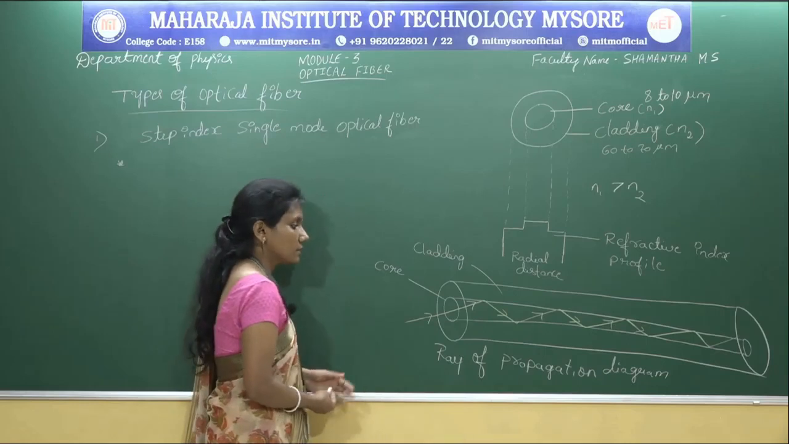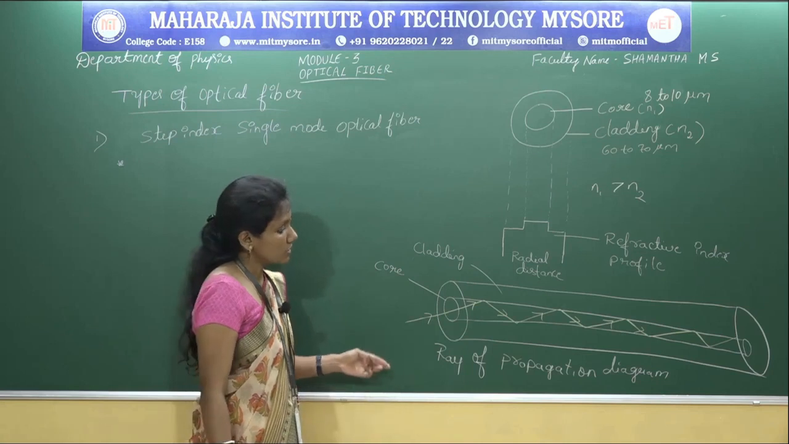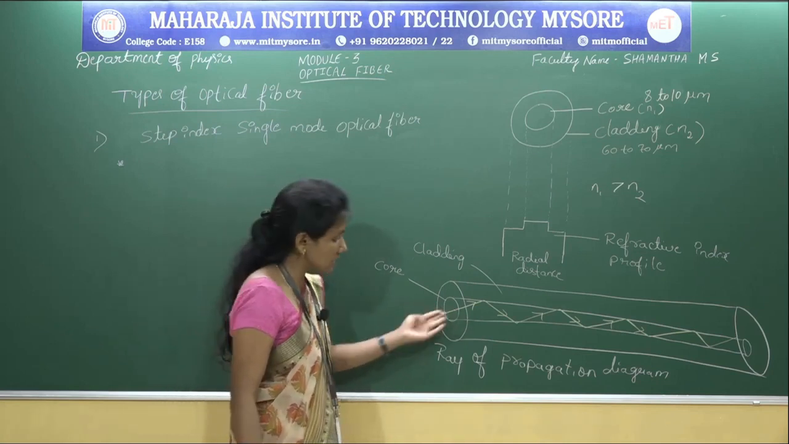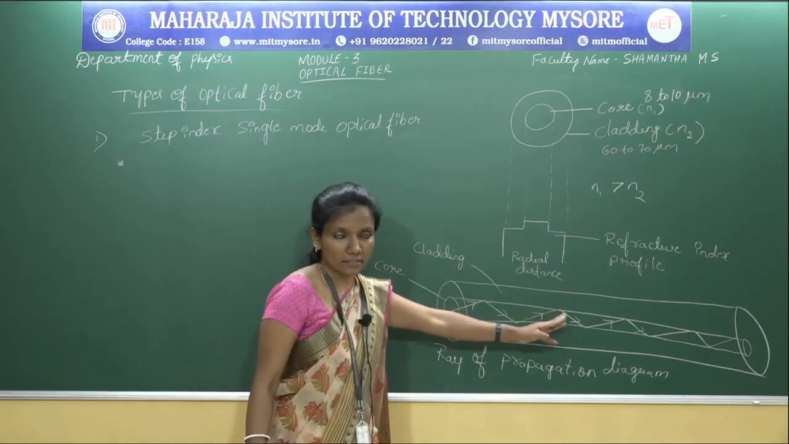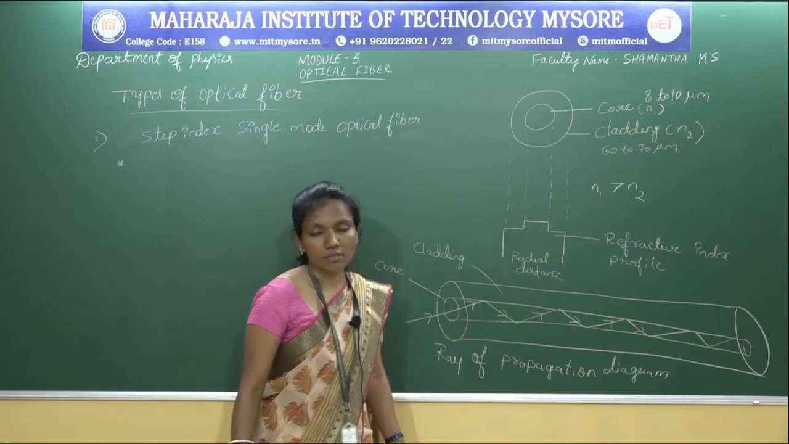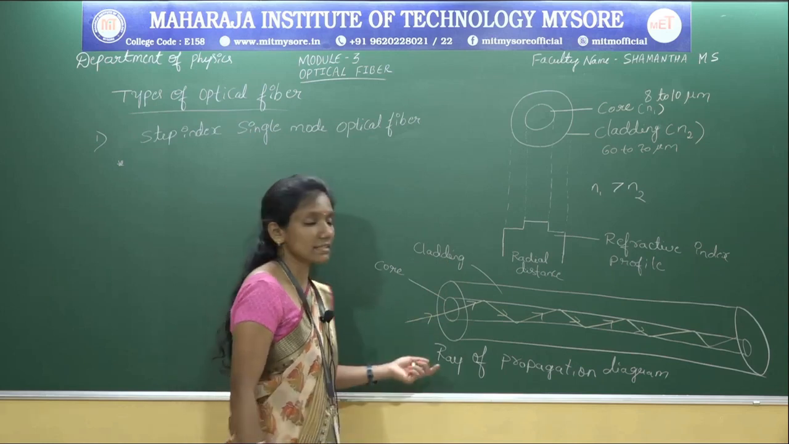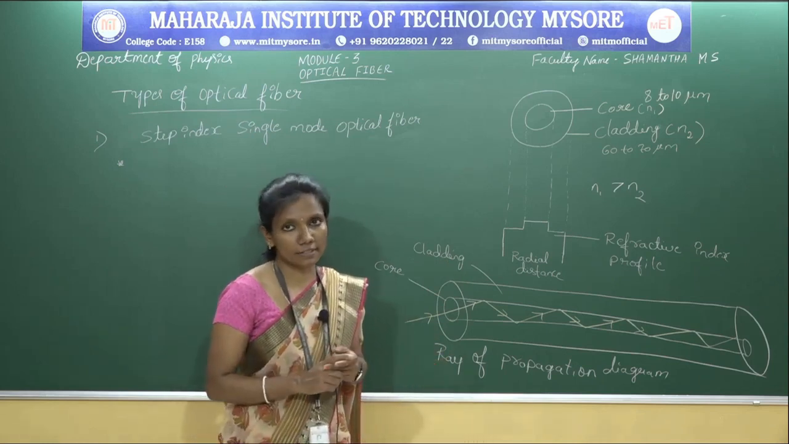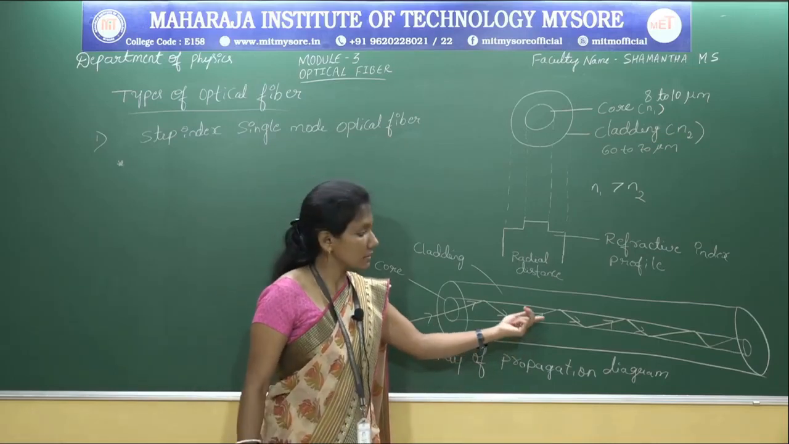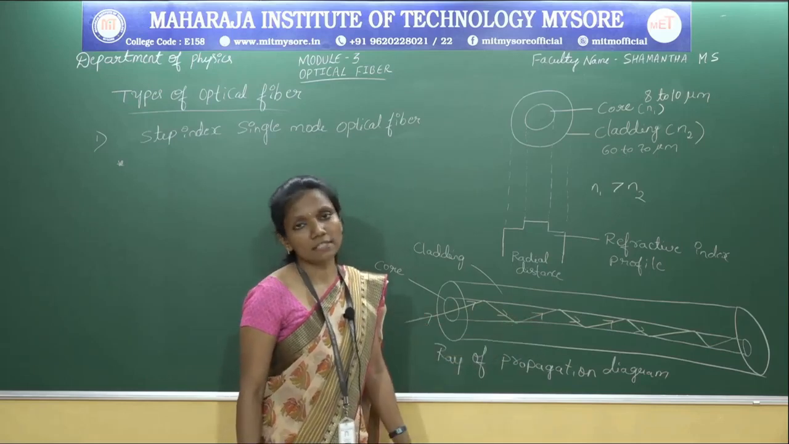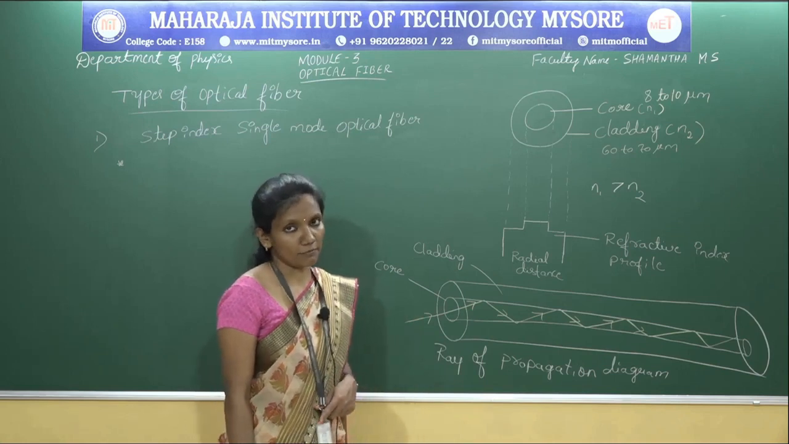So when a ray of light passes inside the optical fiber, total internal reflection takes place. The ray of light completely reflects inside the optical fiber and processes the signals. That's why only a single mode of light signal passes inside the optical fiber, so we call this a step index single mode optical fiber.